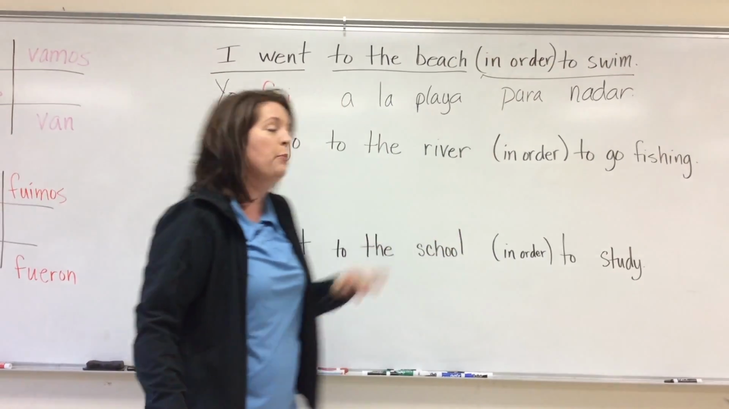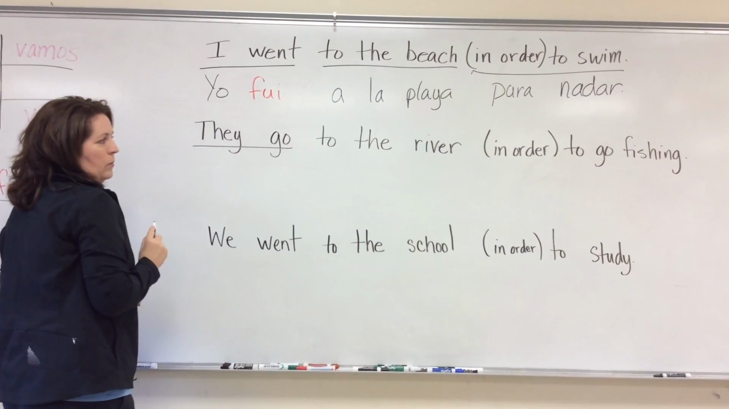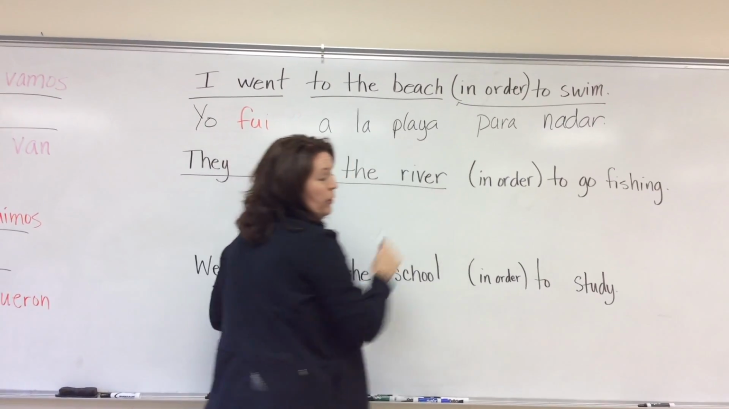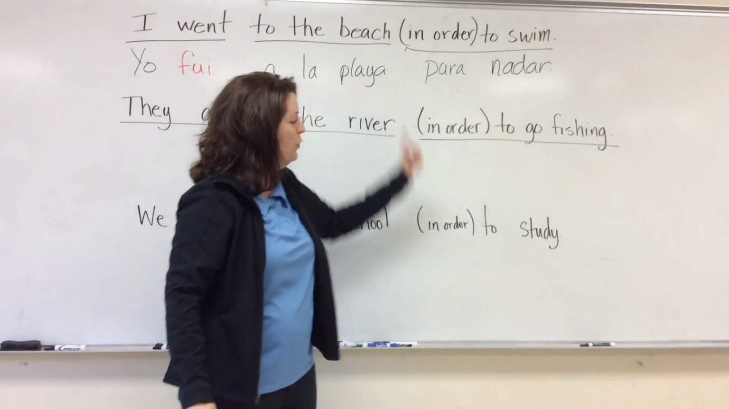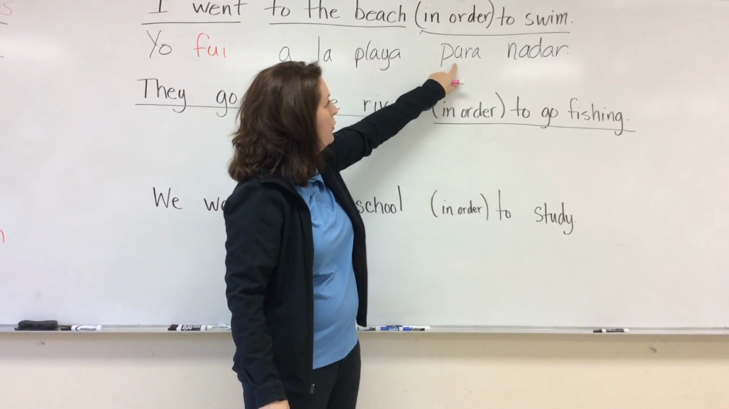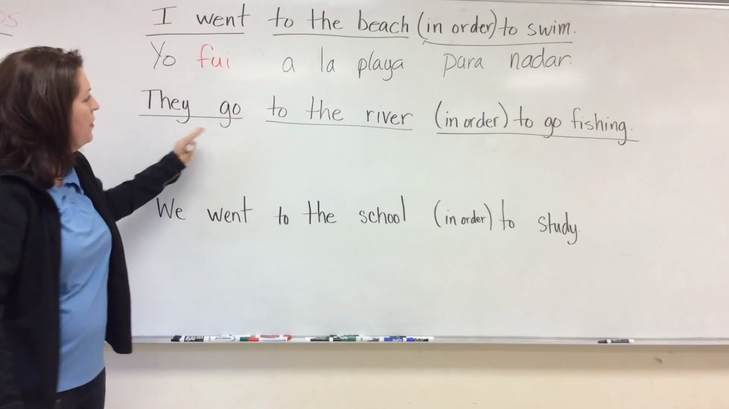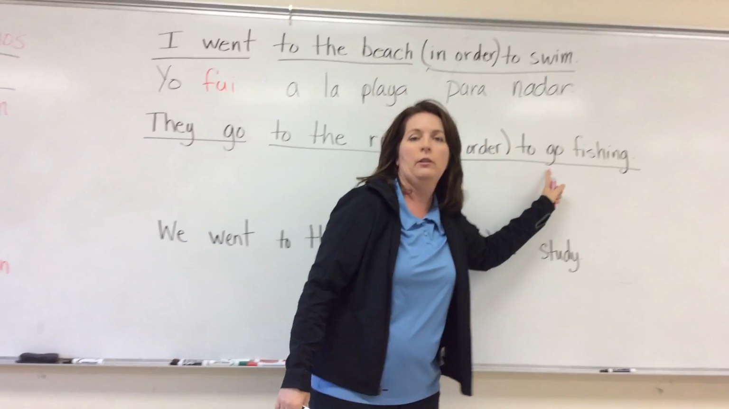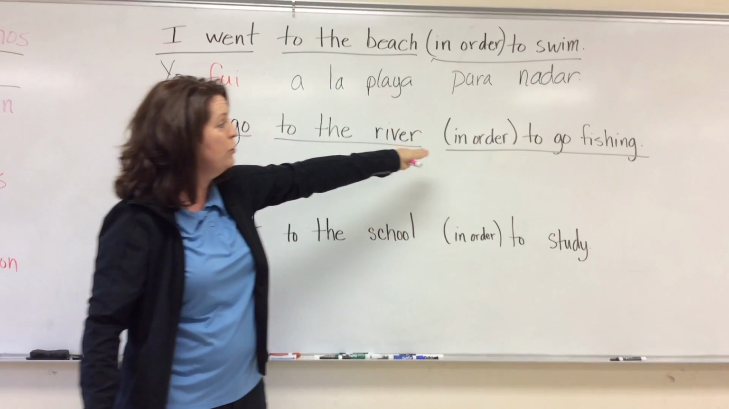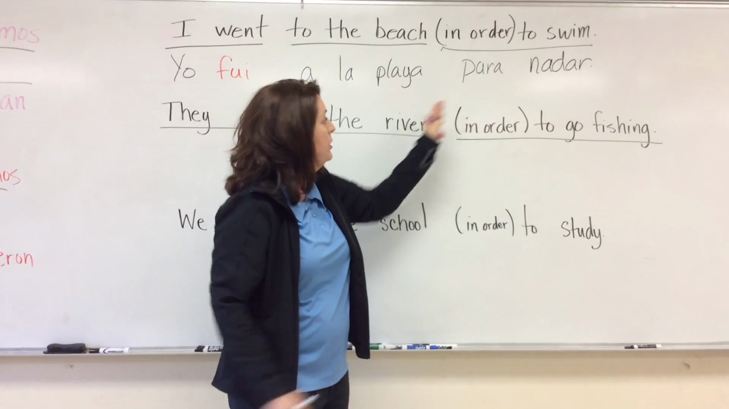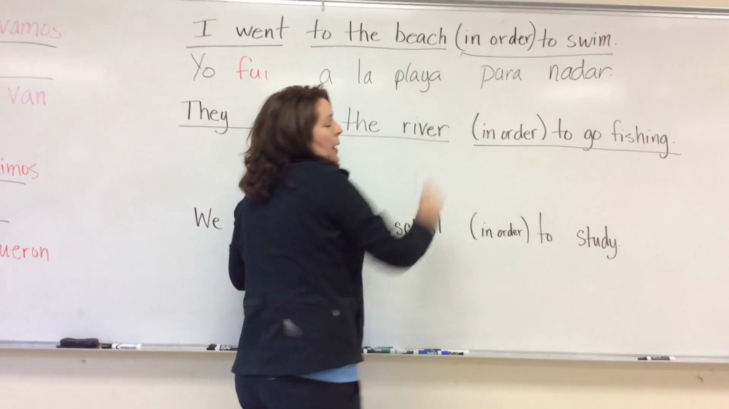But when you're writing, you can break it down. Okay, let's do this one. Let's put it in chunks. They go to the river in order to go fishing. Do you know why I have in order to in parentheses? Because even though we have learned that para means in order to, a lot of times we just say in English, they go to the river to go fishing. We just say to, okay? I want you to think in order to. You can say in order to, or you can just think it. But to connect the place and the action, you need para, okay?